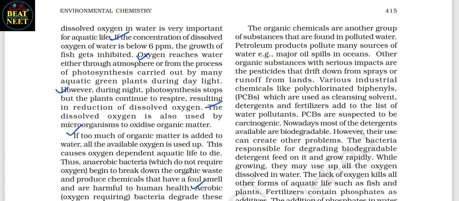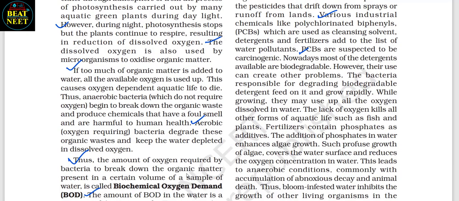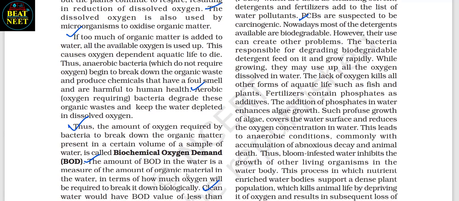The organic chemicals are another group of substances that are found in polluted water. Petroleum products pollute many sources of water, for example major oil spills in the ocean. Other organic substances with serious impacts are the pesticides that drift down from sprays or runoff from lands. Various industrial chemicals like polychlorinated biphenyls (PCBs), which are used as cleansing solvents, detergents, and fertilizers, add to the list of water pollutants. PCBs are suspected to be carcinogenic.